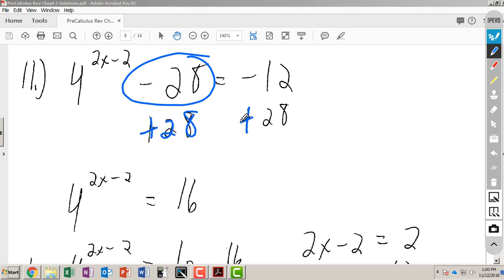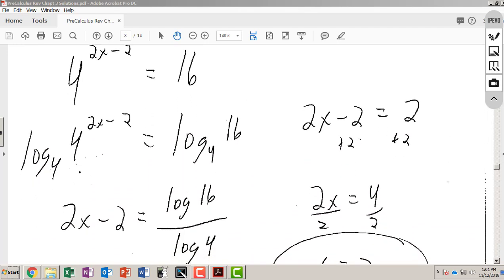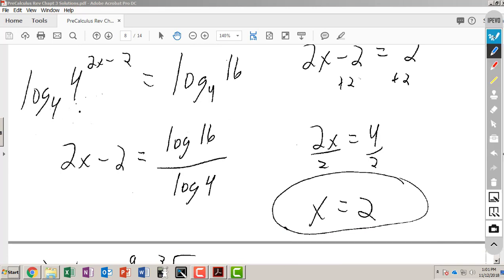Adding 28 to both sides, negative 12 plus 28 is going to end up being 16. So now we've got our equation, 4 to the 2x minus 2 equals 16. You're going to notice that is an exponential equation, so we've got to do the opposite of a base 4. That means I'm going to log base 4 both sides. So I put log base 4 on this side, log base 4 on this side.